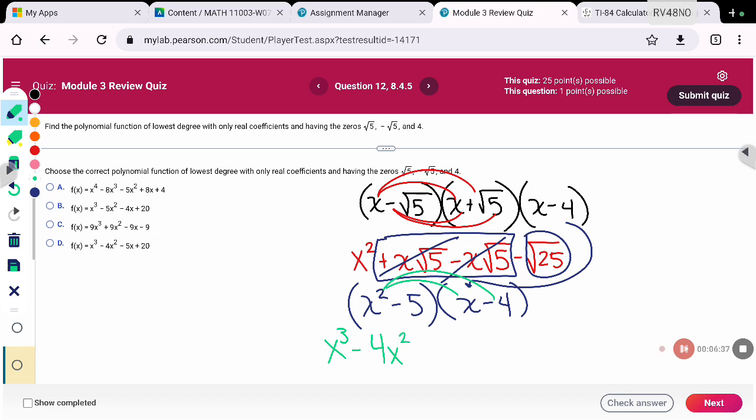My outside, x squared times negative 4 is negative 4x squared. My inside is a negative 5x. And then my last, negative 5 times negative 4, is positive 20, which would be that D option.